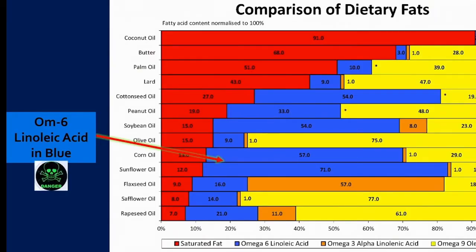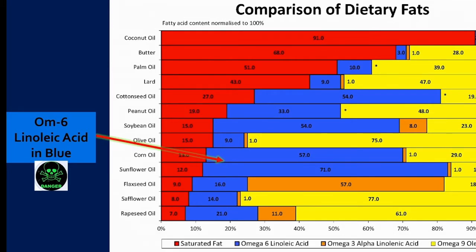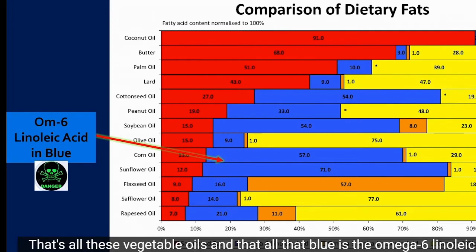Okay, so here are the dietary fats, essentially, that are added to our diet. Coconut oil, butter, palm, and lard. So the top 4, see all the red? That's all the saturated fat. That's what's healthy. Now, from cottonseed oil down, all that blue, that's all these vegetable oils. And all that blue is the omega-6 linoleic acid, just that. That's what that is right there.